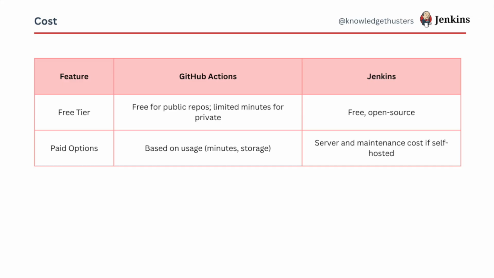Now, cost wise, GitHub Actions is free for public repos, but has limited minutes for private ones, so that will cost you a little bit. But Jenkins is free and open source. GitHub Actions is based on usage, and Jenkins costs are just the server and maintenance wherever you have deployed it.